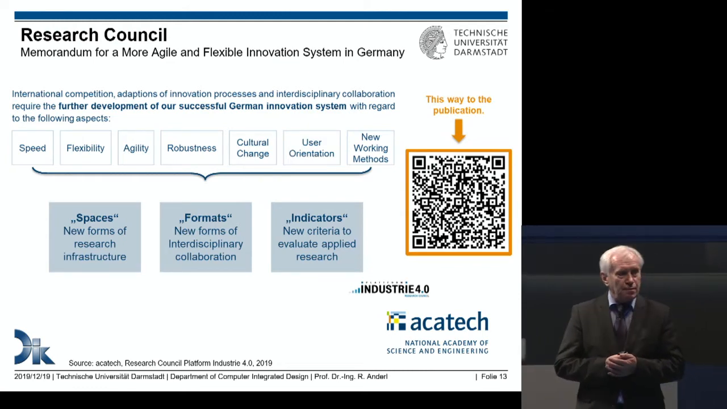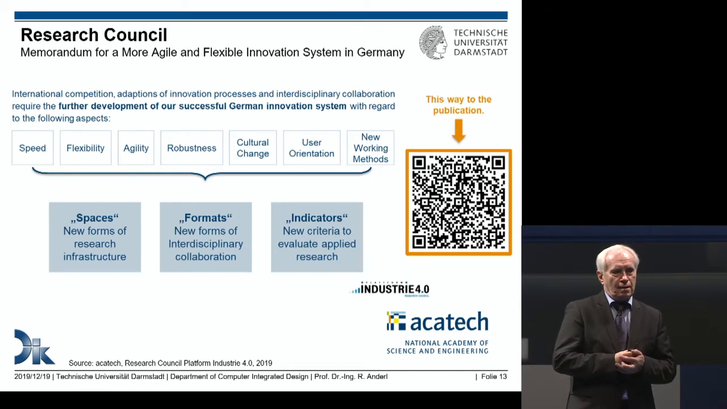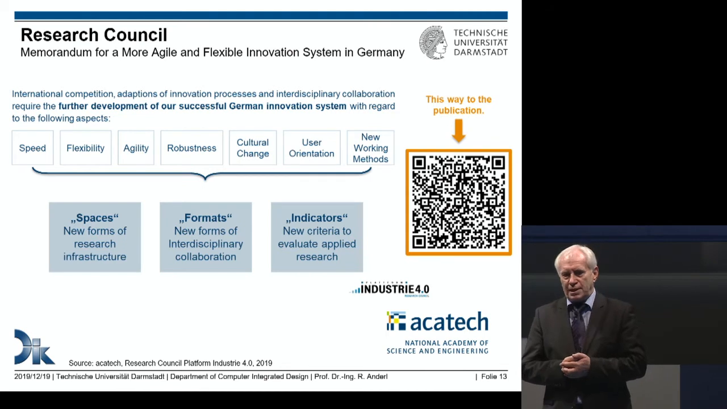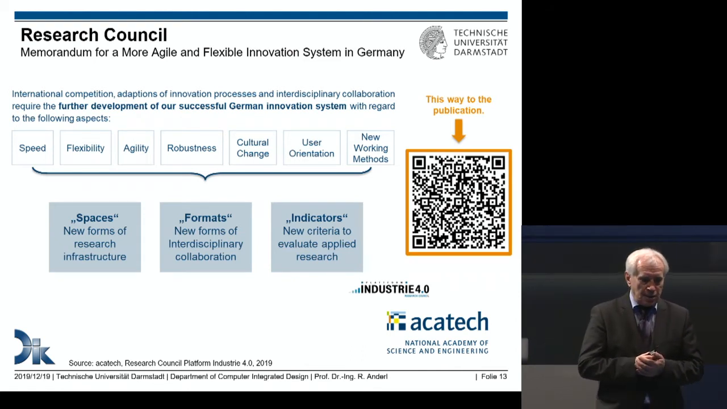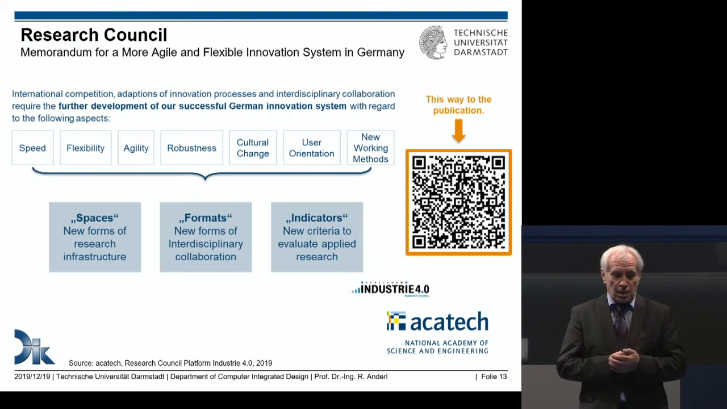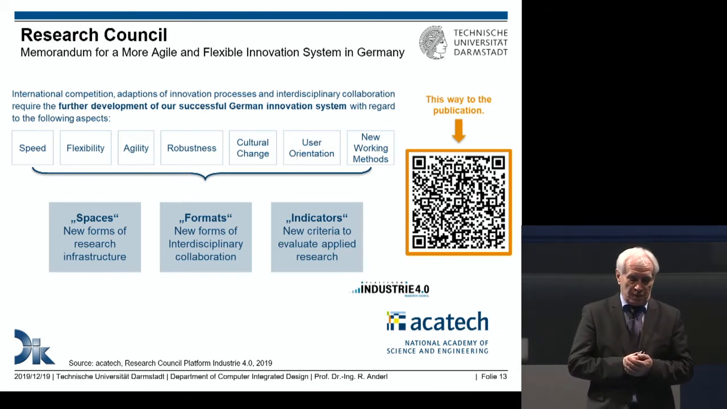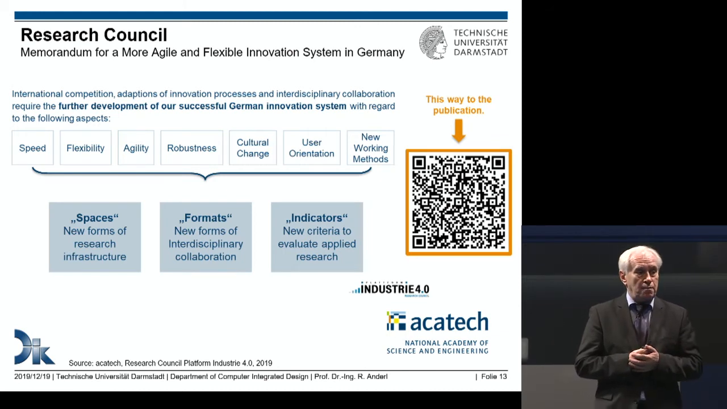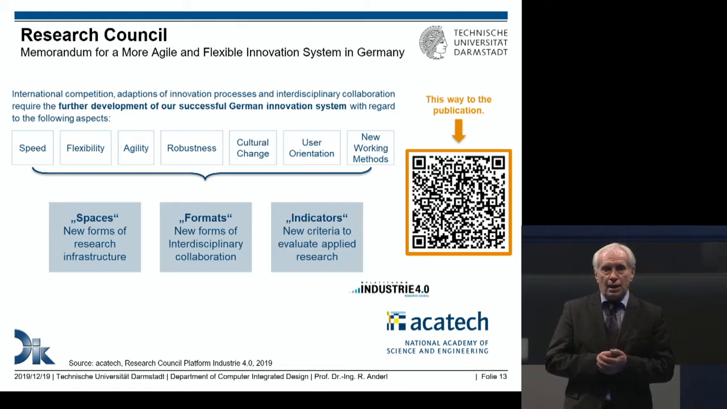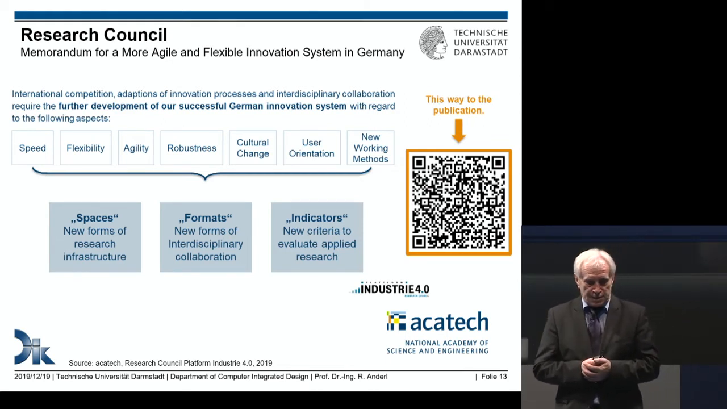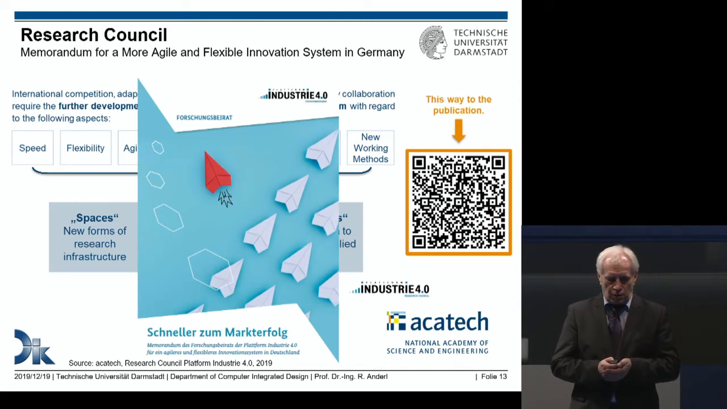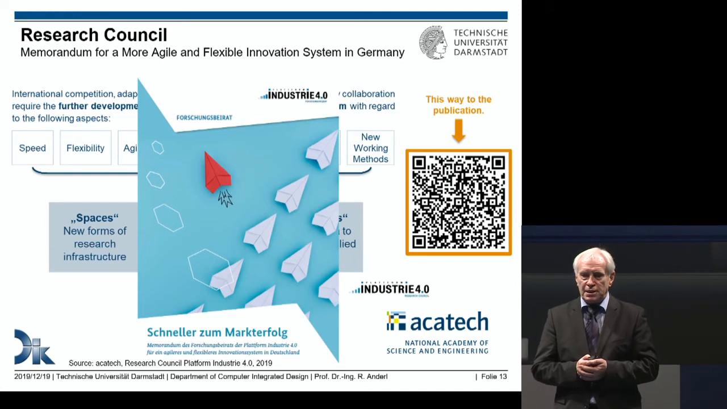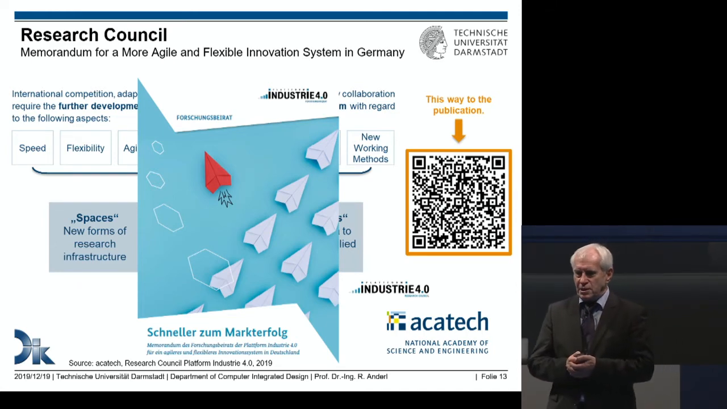The memorandum, which we created, aims at making the German innovation system more flexible and more agile. The goals are speeding up, more flexibility, more agility, robustness, cultural change, very important, user orientation, and also new working methods. So we are creating new spaces, not only for manufacturing, new formats, in particular for interdisciplinary collaboration, and we are also establishing new indicators which are criteria to evaluate applied research. And this is the document which you can also access very easily. And the good news is it's also available in English.